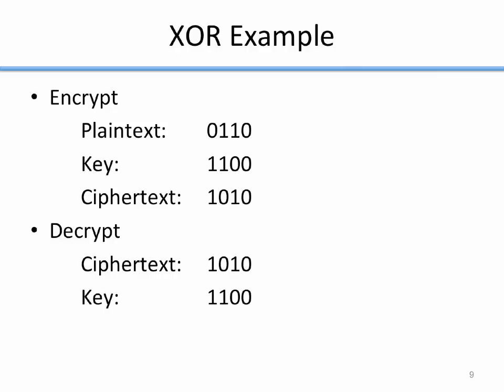1 exclusive ORed with 1 is 0. 0 exclusive ORed with 1 is 1. 1 exclusive ORed with 0 is 1. 0 exclusive ORed with 0 is 0. And that perfectly matches my plain text, just like I would expect.